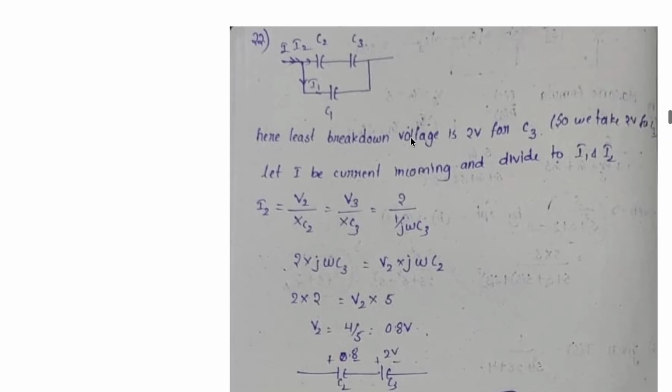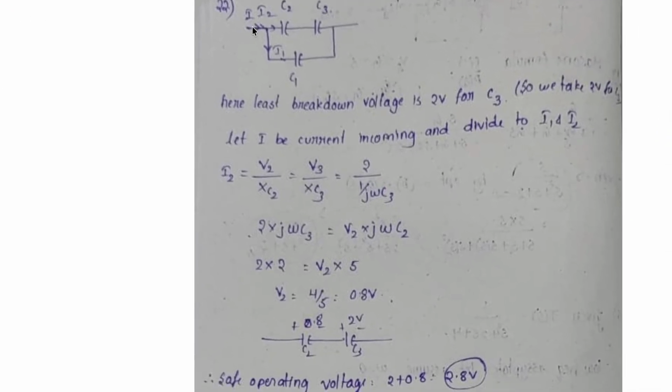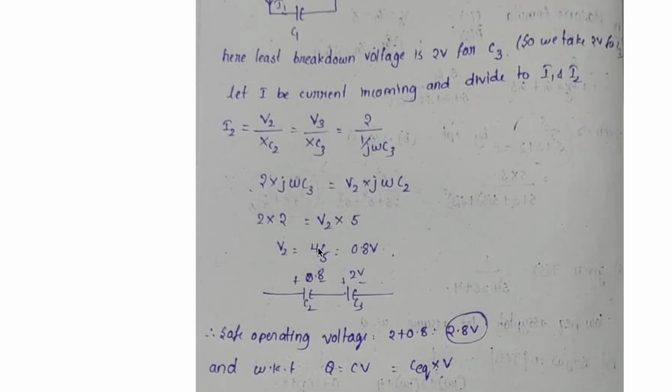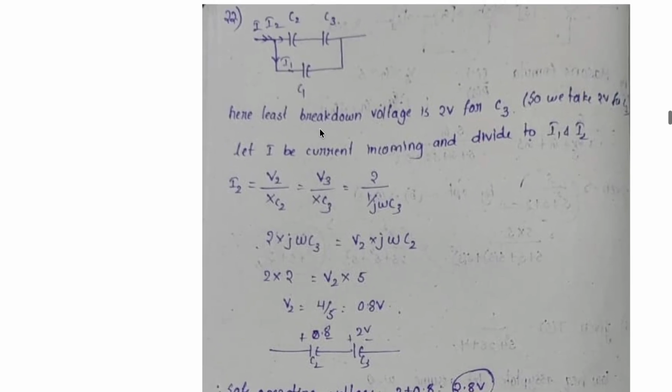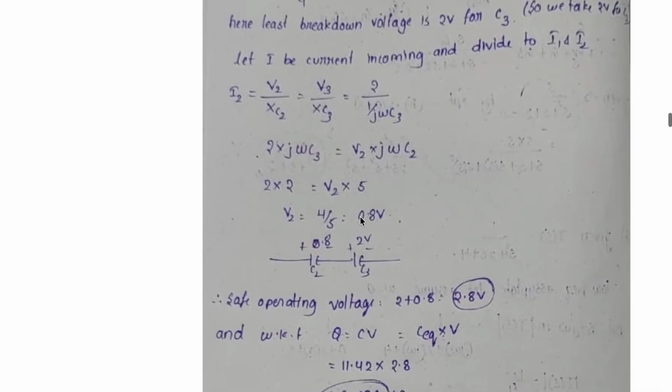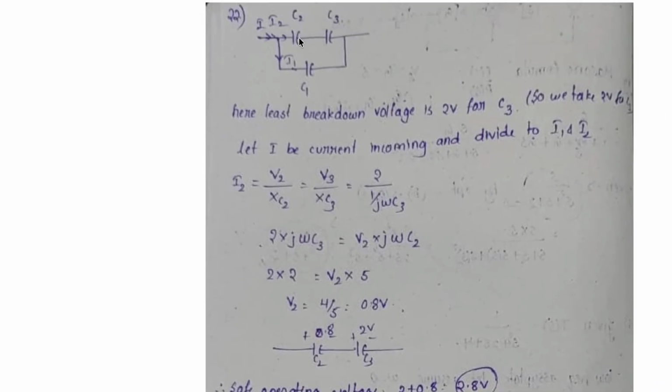Let us assume current is flowing through our circuit. Let I1 go to C1 and I2 go to C2 and C3. For a series combination, the current will be the same, as everybody knows. Let's consider the voltage here as V2 and here V3. So V2 by XC2 is equal to V3 by XC3. By comparing this, we get V2 as 0.8 volts, because we know that for C3, 2 volts is the breakdown voltage. Since they are in series, we add the voltages: 2 plus 0.8, you get 2.8.